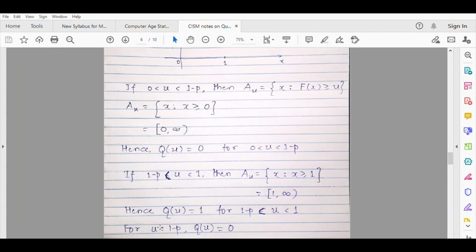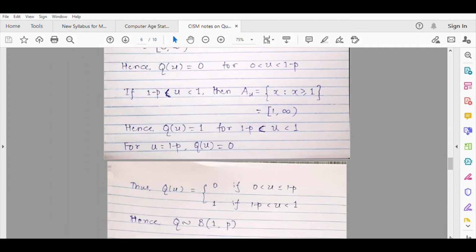So now if you want to cross check, you can simply take one particular value. So suppose u is 1 minus p, then what will be the value of q_u? If u is exactly equal to 1 minus p, because here we did not include the u equal to 1 minus p case, then by definition you can easily notice that this explanation is still valid, and so q_u becomes 0. So thus the quantile function can be written as 0 if u is between 0 to 1 minus p, and it is 1 if u is between 1 minus p to 1.